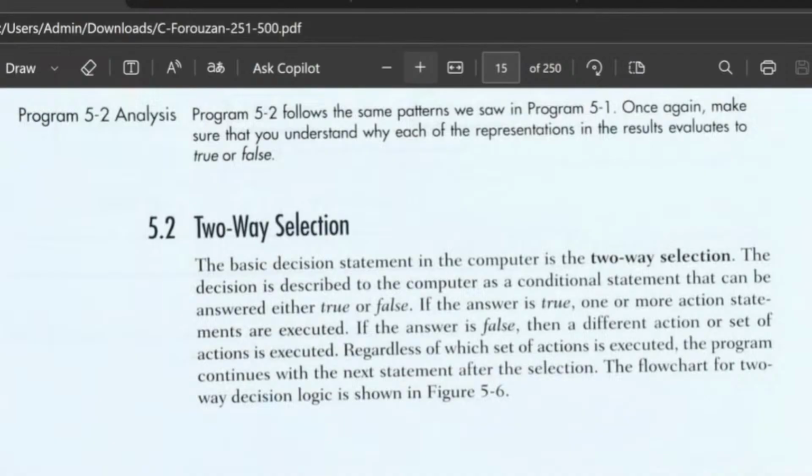Okay. We have these many data types. The next question that comes to our mind is: what to do with this data?